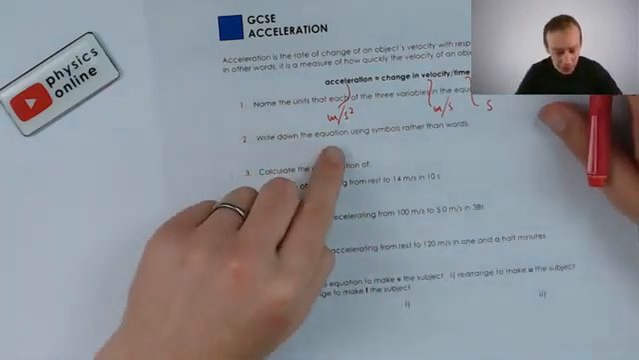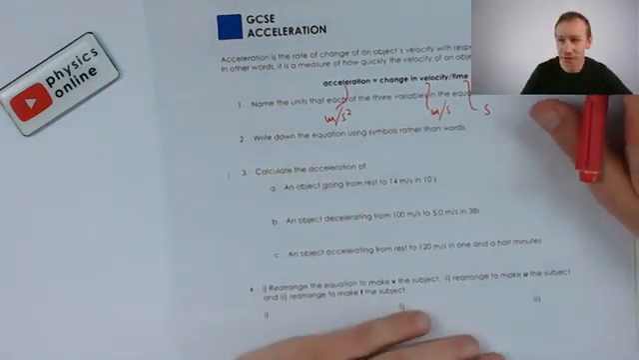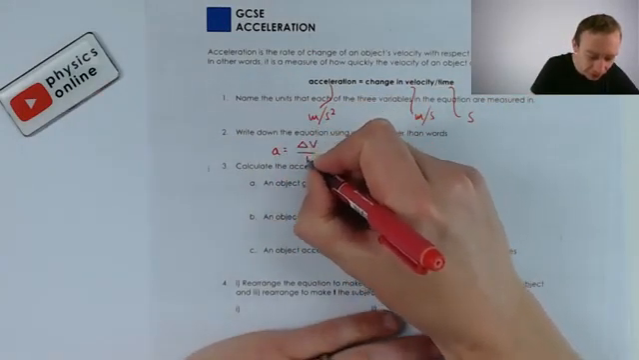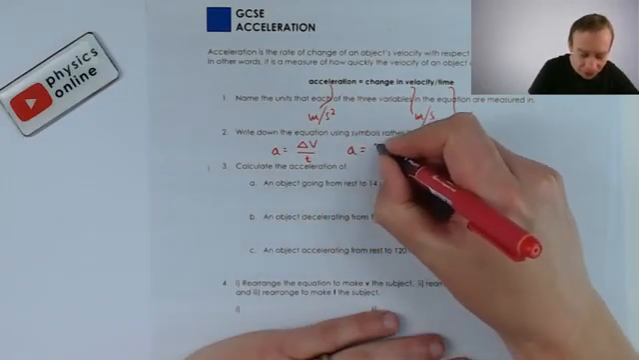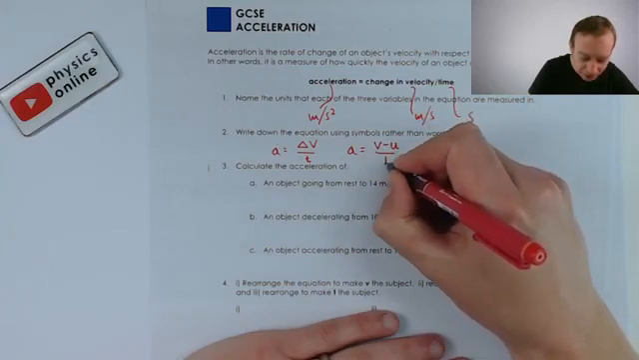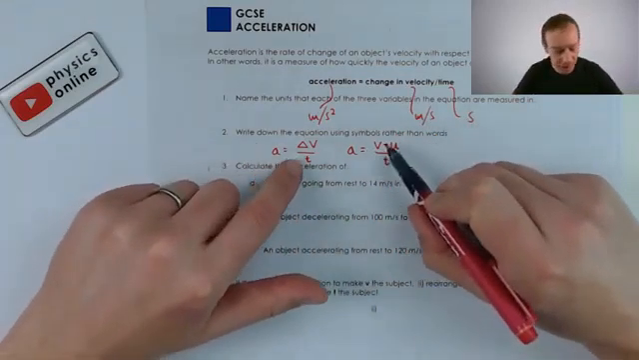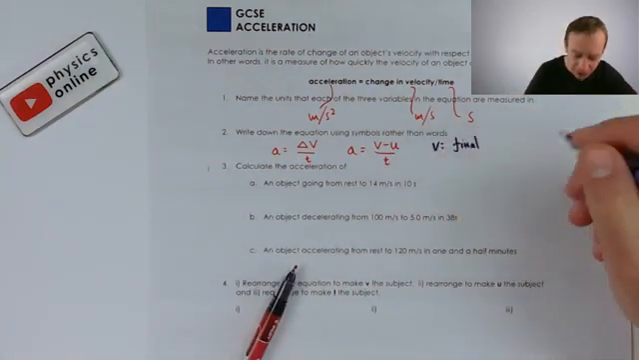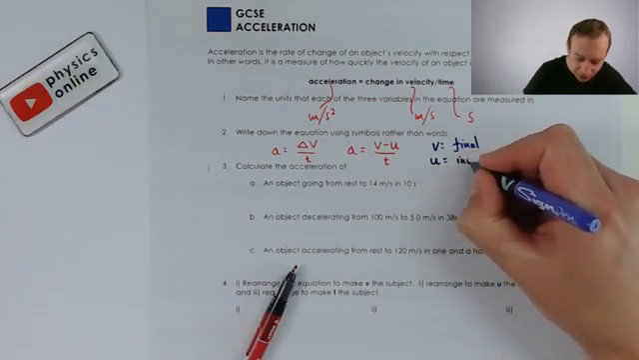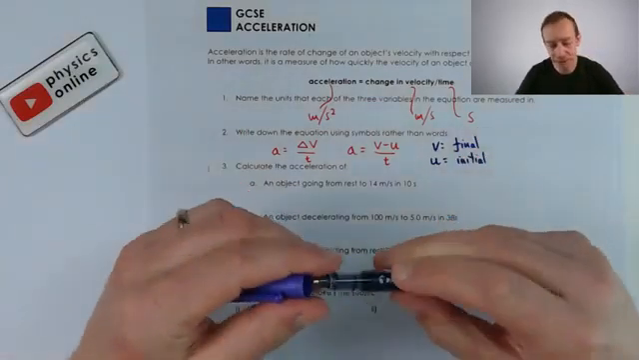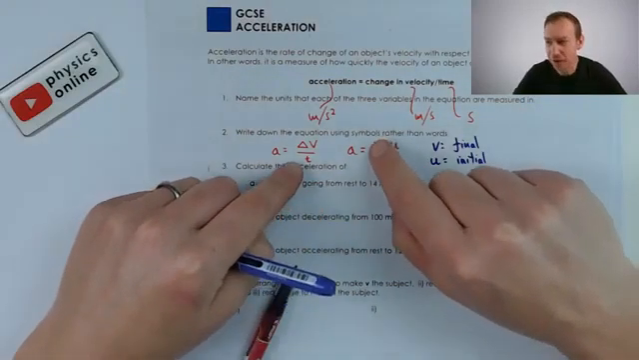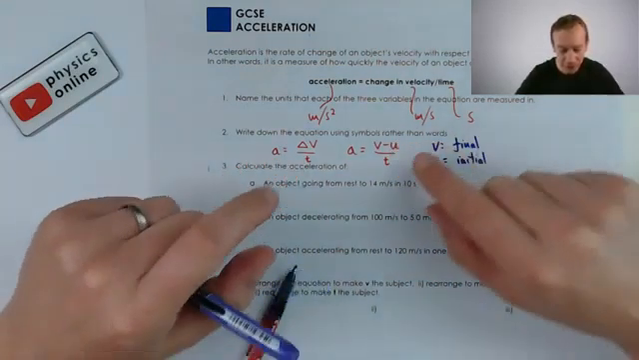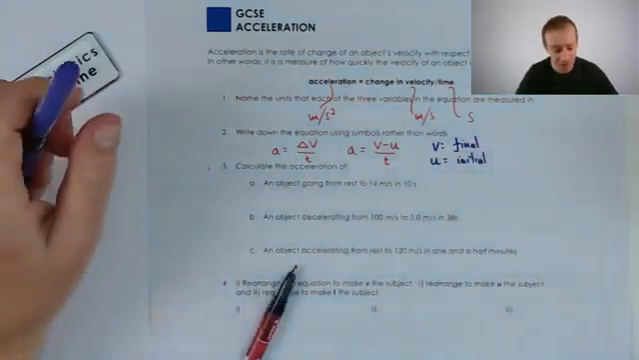Okay, write down the equation using symbols rather than words. There's a couple of ways of doing this. We can say the acceleration is equal to the change in velocity divided by time, or we can say it's equal to v minus u divided by t. Both of these are appropriate. The key thing here is that v is the final velocity and u is the initial or starting velocity. If you're using v minus u, just make sure it's very clear that it's a u and not a small v, or you can use delta v to be that change in velocity.